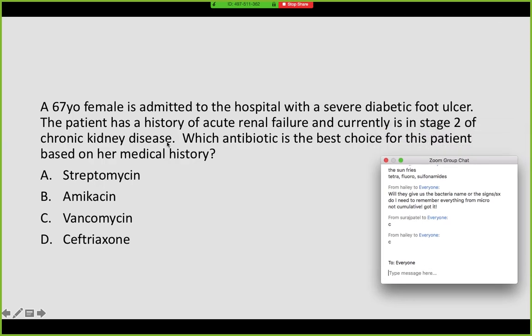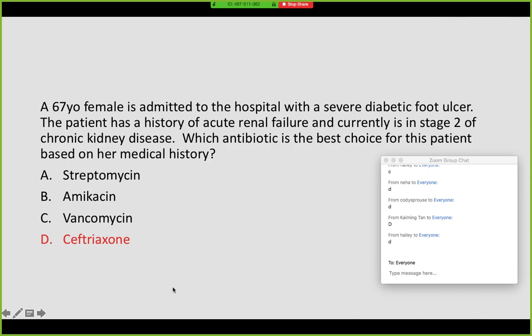Okay. 67-year-old female admitted to the hospital with severe diabetic foot ulcer, history of acute renal failure, and currently in stage 2 chronic kidney disease. Which antibiotic is the best choice for this patient? Right, good job, you guys. So the best choice is going to be ceftriaxone, and why is that? Right, Hayes got it. So it's not cleared renally. I would definitely remember that.